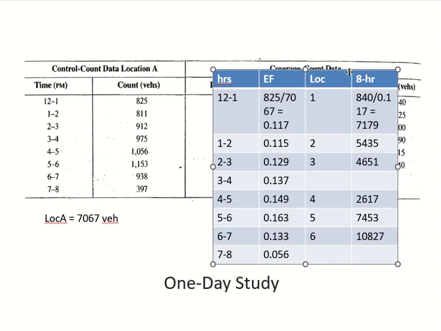If the peak hour on the control count location is 5 to 6, the other locations will have peak traffic in the same hour. I'm not saying the traffic will be the same. I'm saying the hour will be the same. Clear or not?